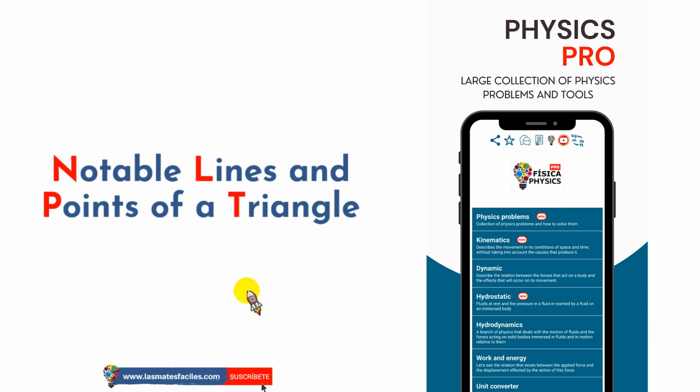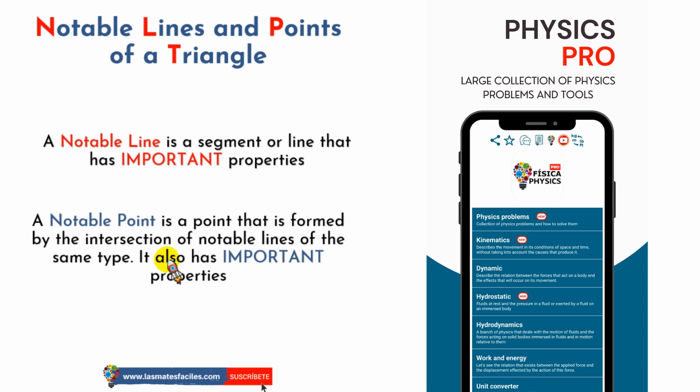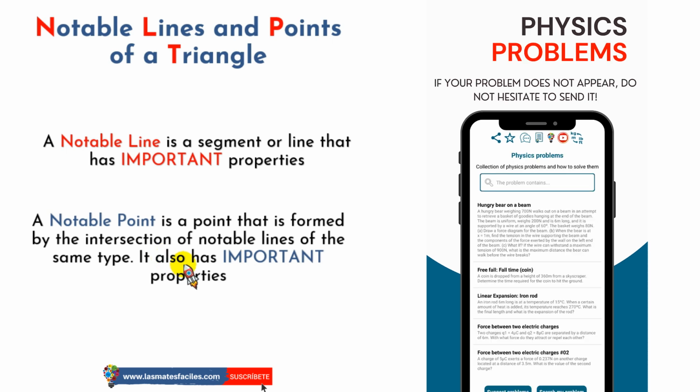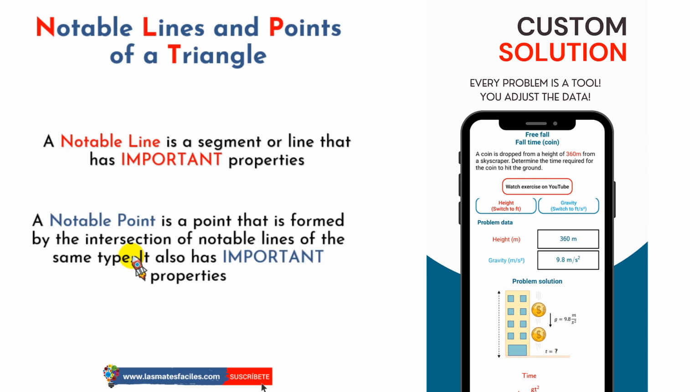We're going to talk about the notable lines and points of a triangle. A notable line is simply a segment that is in a triangle and has very important properties. When the notable lines intersect, they form what is called a notable point, which also has important properties.